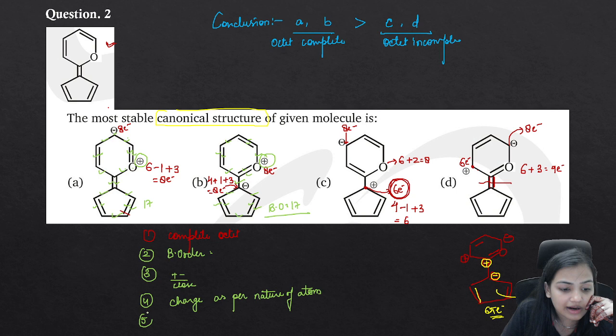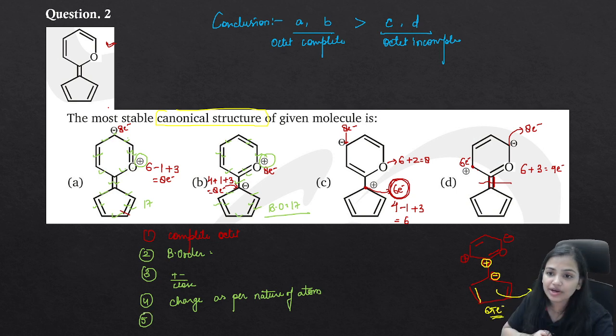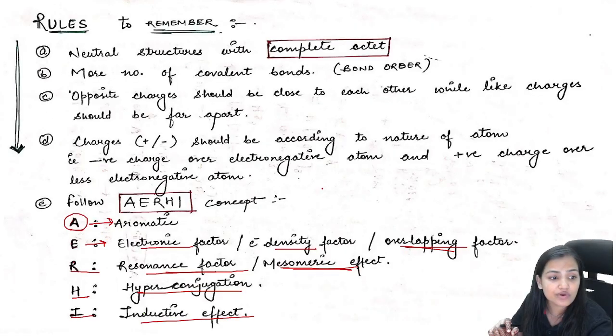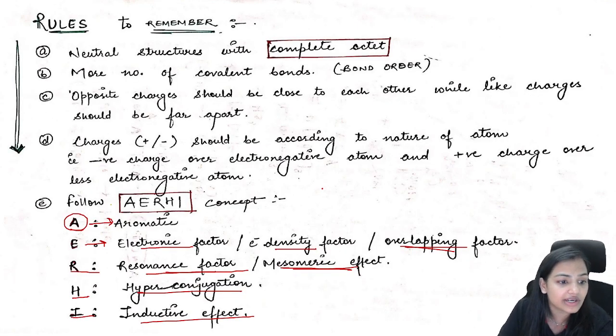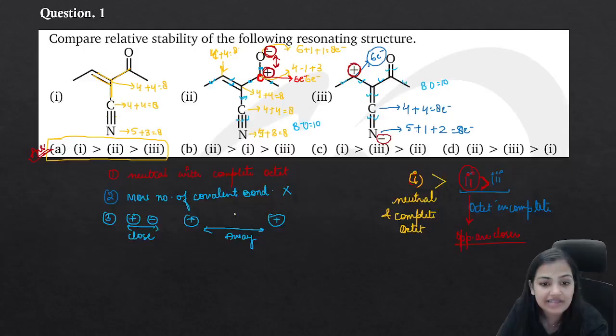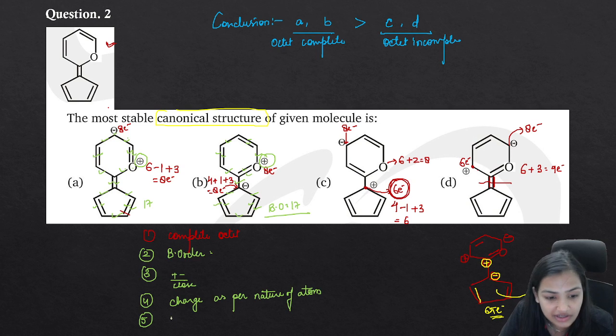Now we will come to another point. What was point number 5? Point number 5 was AEREHI. Just focus on point number 5. After that, we have to follow AERHI. What is AERHI? A-E-R-H-I. Now follow AERHI. If I follow AERHI, I might get to a conclusion.